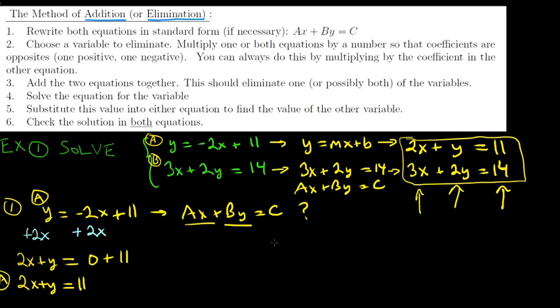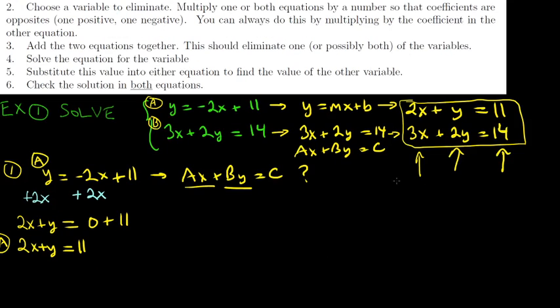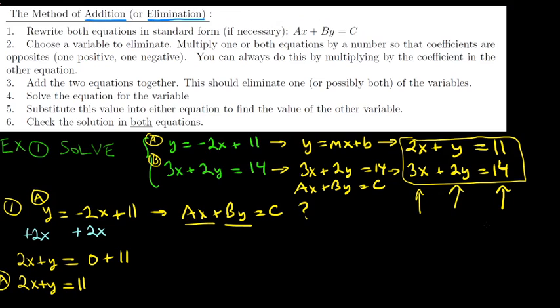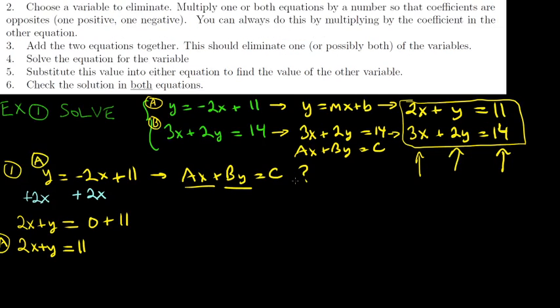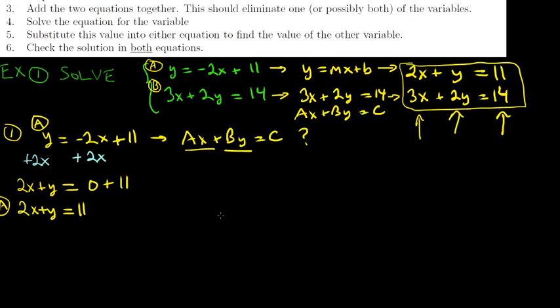So, bear with me. The system tends to do this, wiggle around every once in a while. So that was just step one: we rewrote the equations in standard form. Step two says we need to choose a variable to eliminate. We can choose x or we could choose y, and it's really up to you.